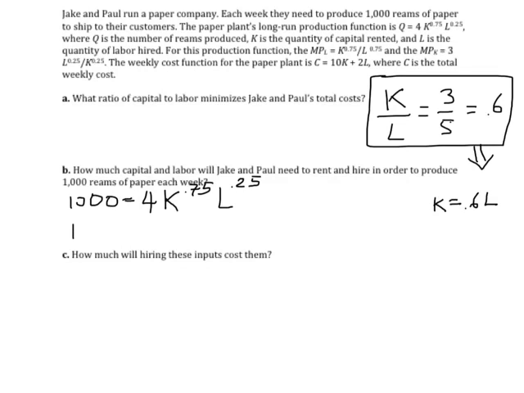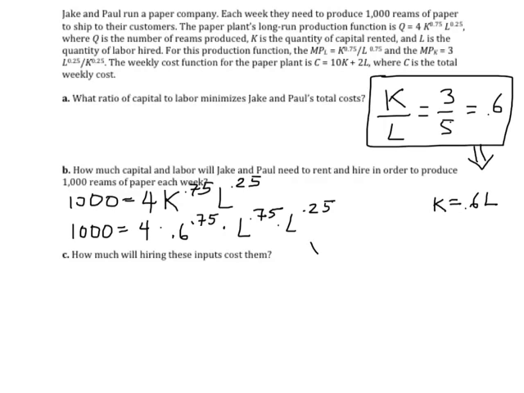So 1,000 is equal to 4 times 0.6 to the 0.75 power times L to the 0.75 power times L to the 0.25 power. So of course that L to the 0.75 times L to the 0.25, the product of that is going to be L.